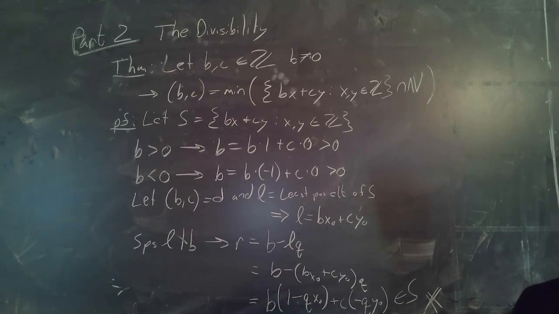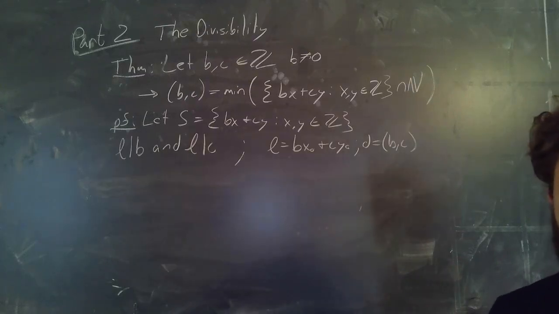Because L not dividing b leads to a contradiction, we must assume instead that L divides b. So because L divides b, we can do a similar thing to show that L also divides c, and I'll leave that as an exercise to the viewer.